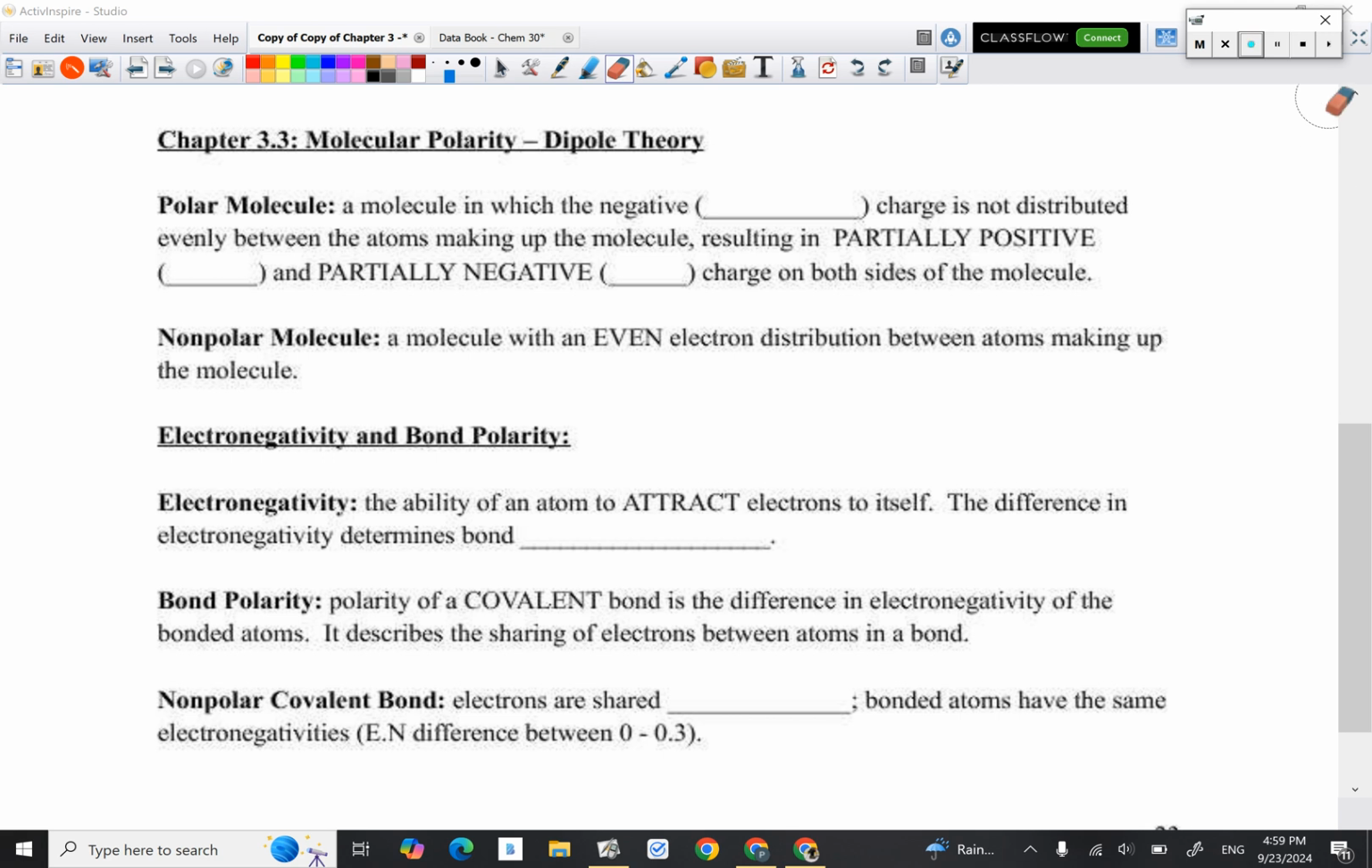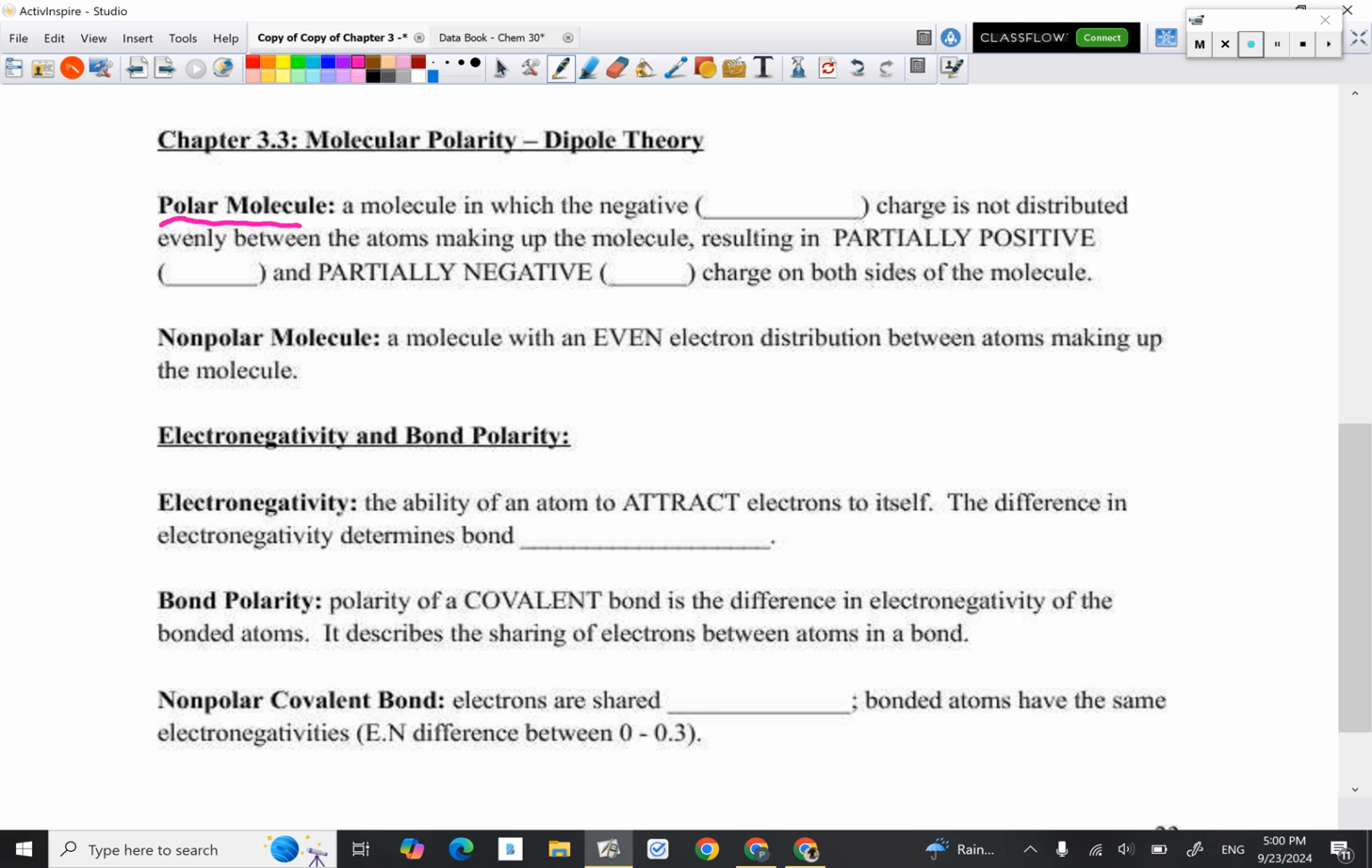Alright, welcome back. So today we are going to be going over molecule polarity and dipole theory. We're going to be looking at polar molecules and polar bonds, so we will need to know what all that means first. First of all, what is a polar molecule?